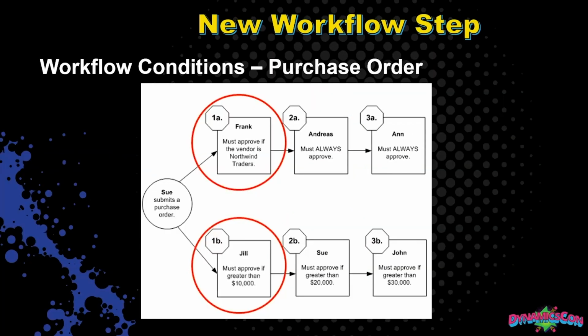In the bottom here is an example of, say, Sue submits a purchase order, but Jill must approve if it's greater than $10,000. And then, of course, there's a next step too, and you can use it based on dollar amount and have different steps, approvers go through the step of approving it when it's a high dollar amount. So Sue's up to 20,000, John is up to 30,000.